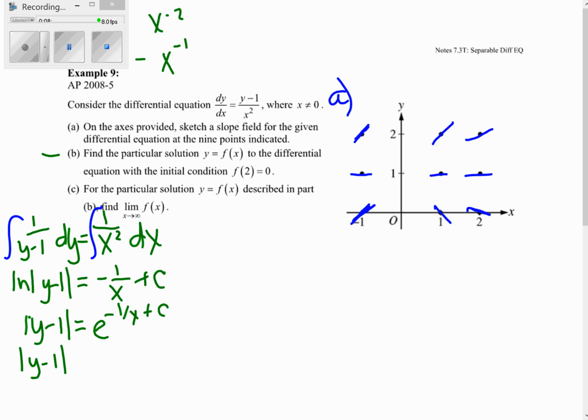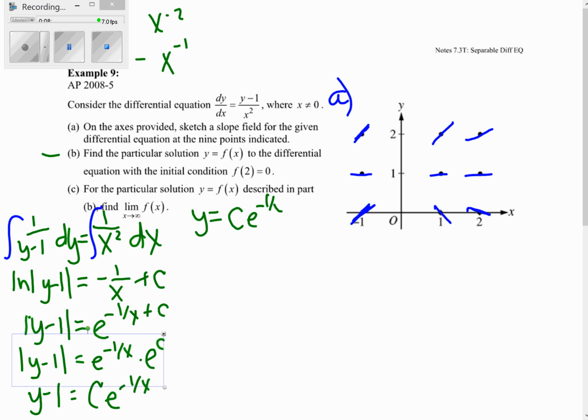But remember, I also can write it as e to the c. Alright, so then I can get rid of my absolute value, and I get c e to the negative 1 over x. And then lastly, just add 1 to the other side. So we get c e to the negative 1 over x plus 1. Alright, now use my initial condition.